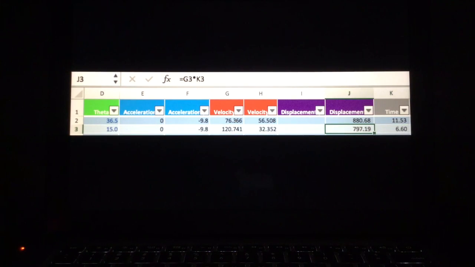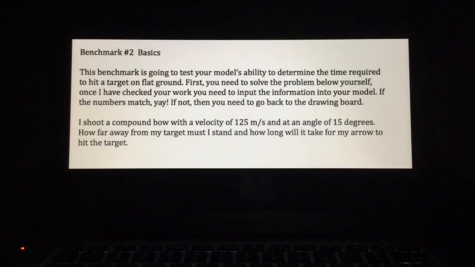Then we use that time to multiply it by the velocity x, and that gives us the displacement x, which is 797, which gives us the answer to our problem. With the help of the calculator, we now know that it takes 6.6 seconds for the arrow to hit the target. The person would have to be 797 meters away to be able to hit the target.